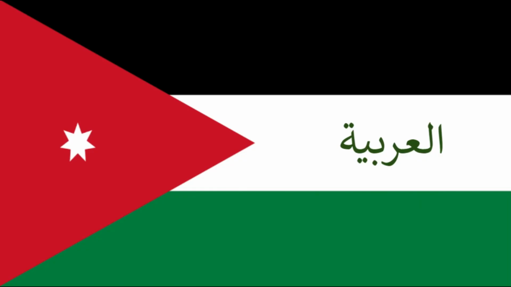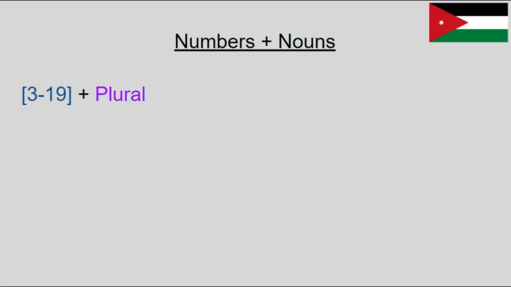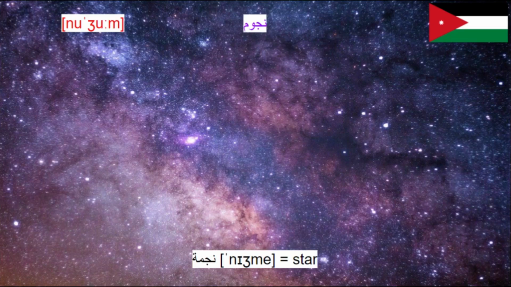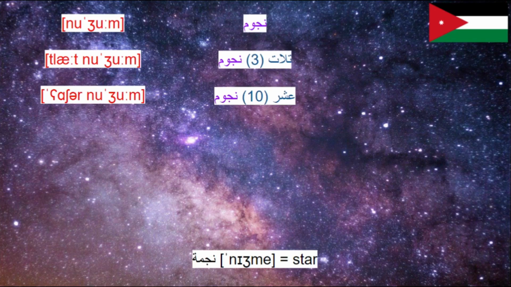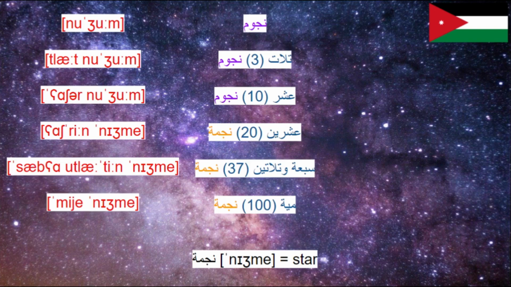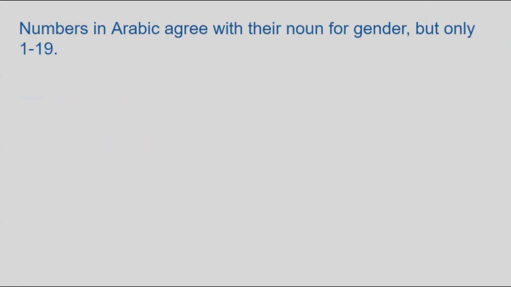In Arabic, the noun is pluralized as normal when the number is between 3 and 19, Arabic has a dual number, but if the number is 20 or above, the noun stops being pluralized. So in Arabic, we can have just nujum, but also tlat nujum and 10 nujum, but then go bigger and we get 20 نجمة, 37 نجمة, and 100 نجمة. The cycle repeats every 100 though. Also after 19 in Arabic, the numbers themselves stop agreeing with the noun for gender.